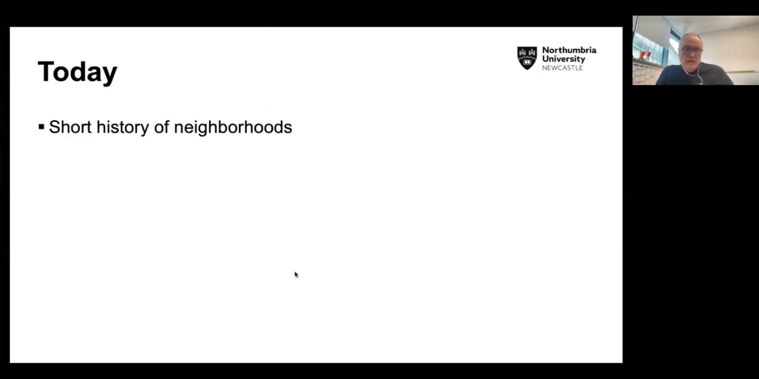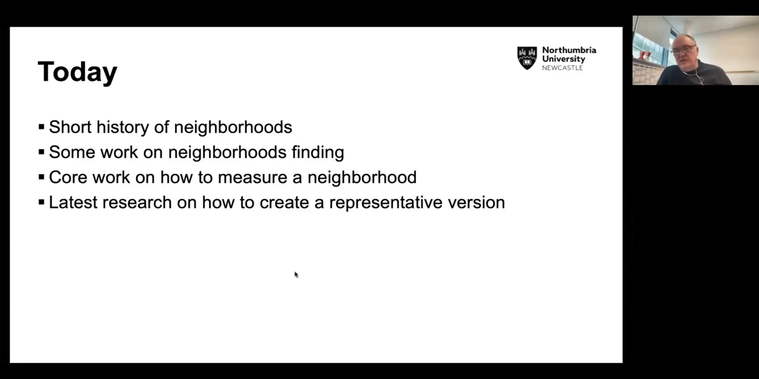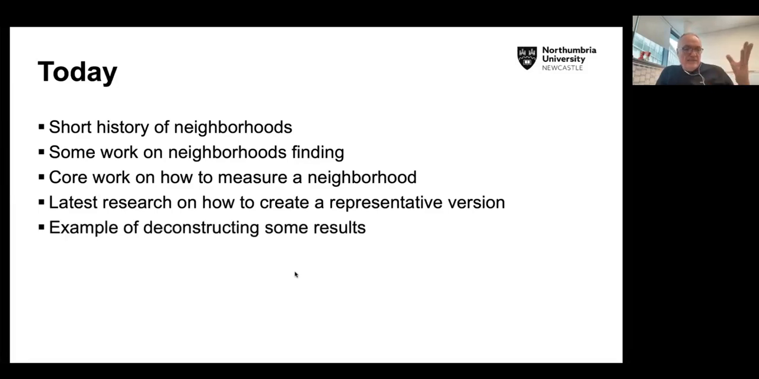Today I'm going to briefly cover a short history of neighborhoods, some work on neighborhood finding, and core work on how to measure a neighborhood, which, if you're a space syntax student or a researcher looking for a new idea, could be quite useful. Then the latest research on how to create a representative view, which is the work I've most recently done. Then an example of deconstructing results. I really wish I'd spent more time doing this because it's quite fun to do. This was something I did during my PhD, but I think it's there to inspire. And then we'll have some questions if available, and there are lots of ways we can move off in many different directions.